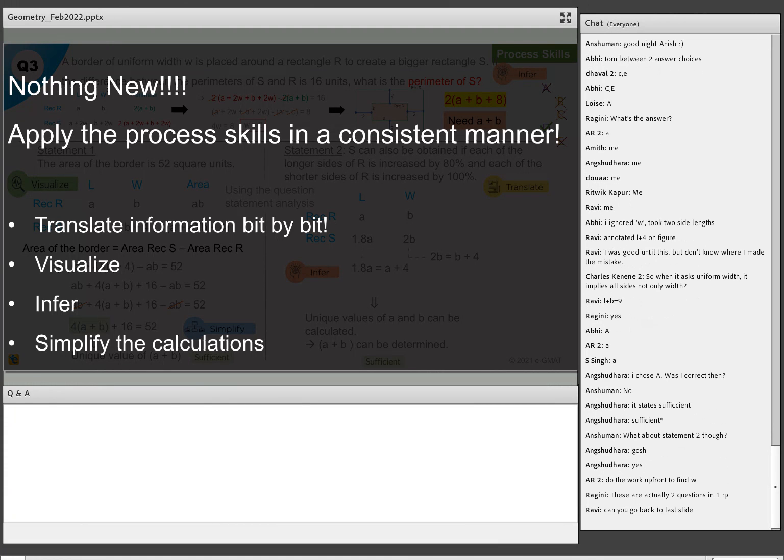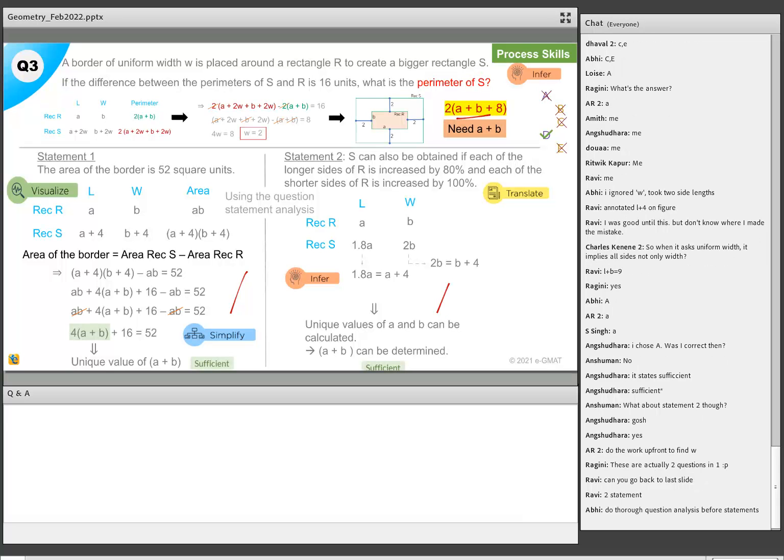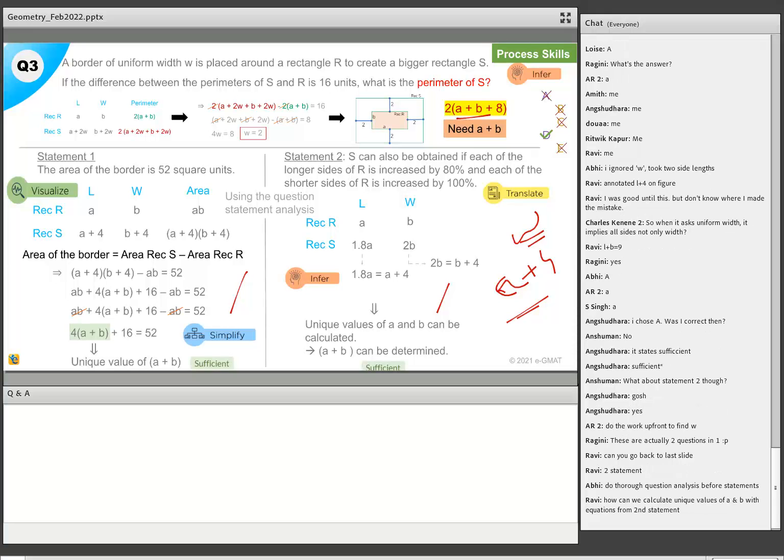Ragini, you are 100% right. Can you go back to the last slide? Yes, I can. Yes. Abhi, you're perfectly right. You have to do a very thorough question analysis. If you had done that, you would not have got into overly complicated algebra while still keeping W as a variable, for example. Otherwise, if you're keeping W as a variable, the new length being A plus 4 will not strike you. So all those inferences you will not be able to draw because you did not do the question analysis to the required level upfront. It's a very important aspect.